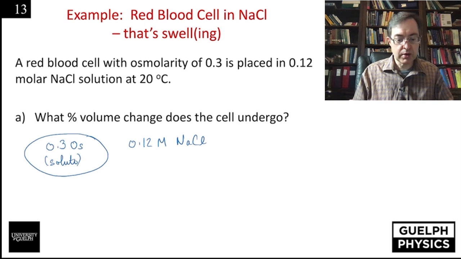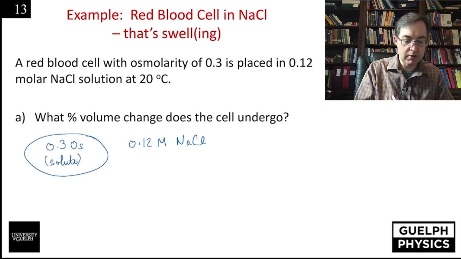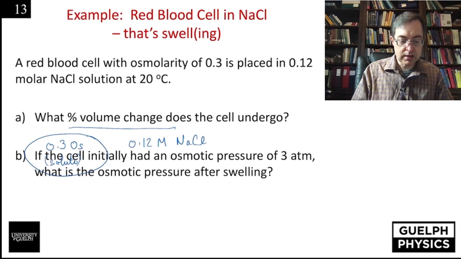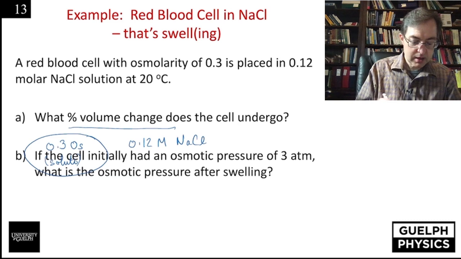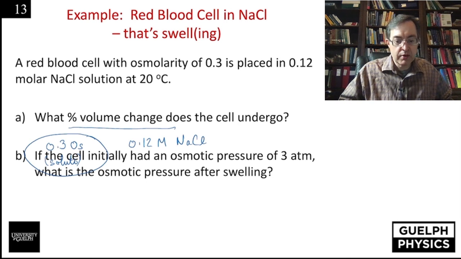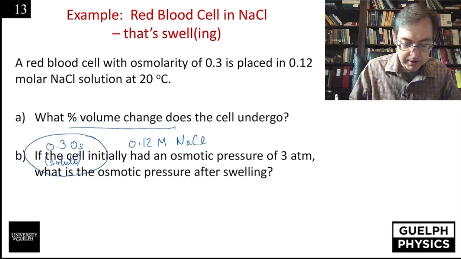And so the first part of the question asks, what percent volume change does the cell undergo, if any? And the second part of the question asks, if the cell initially had an osmotic pressure of 3 atmospheres, what is the osmotic pressure after swelling? Okay, so what happens here?